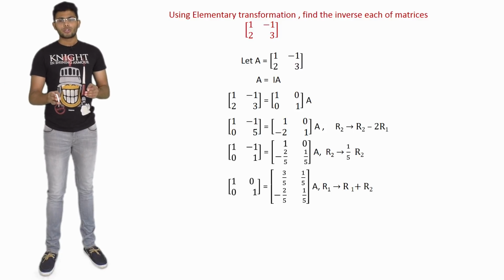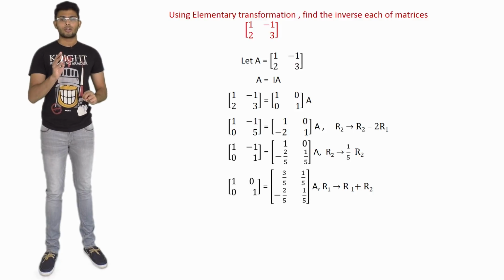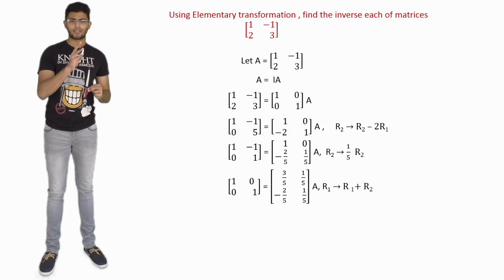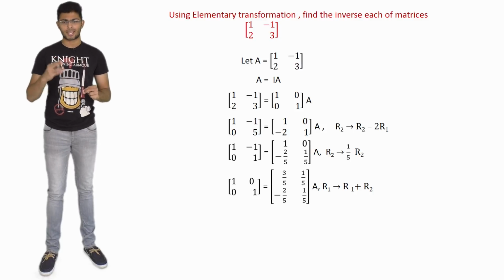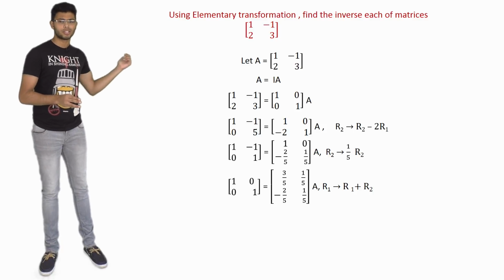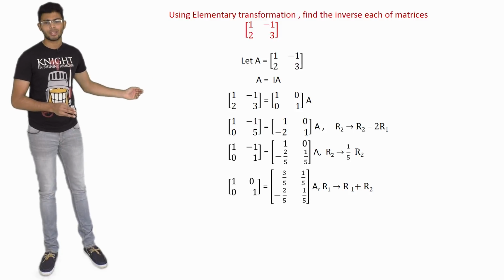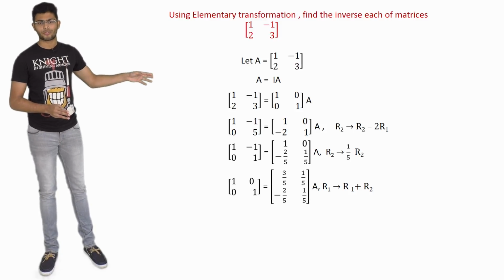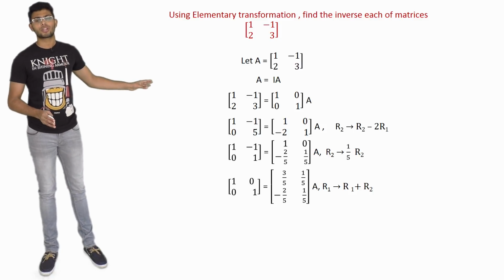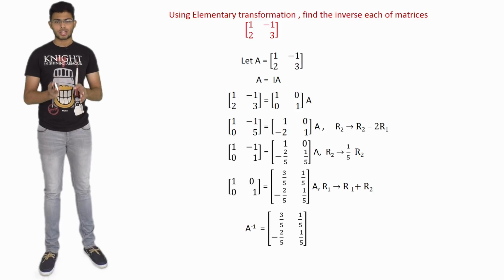So now we're going to get 0 on the second element. To get 0 on the second element, we're going to take the first row and add it with the second row. Once you've done that, you're going to have 1, 0 and 0, 1 on the LHS, and you're going to have another matrix on the RHS, which is going to be 3 by 5 and 1 by 5 in the first row and minus 2 by 5 and 1 by 5 in the second row. So this matrix which you have on the RHS is going to be your inverse matrix. So that's going to be your answer.